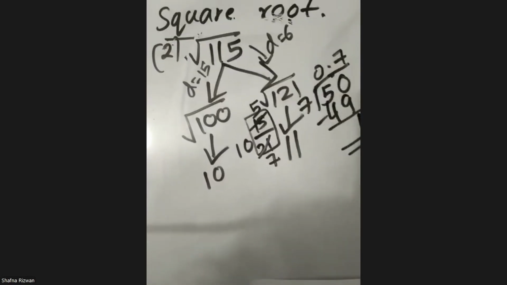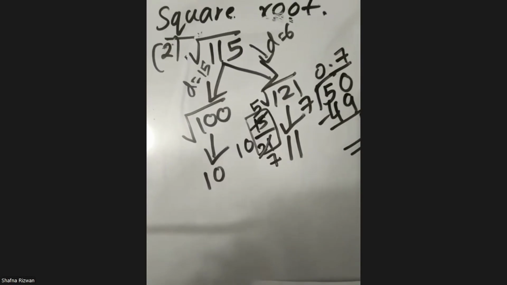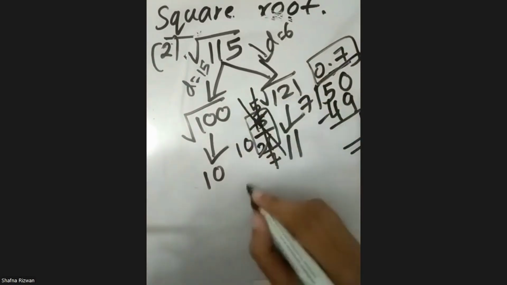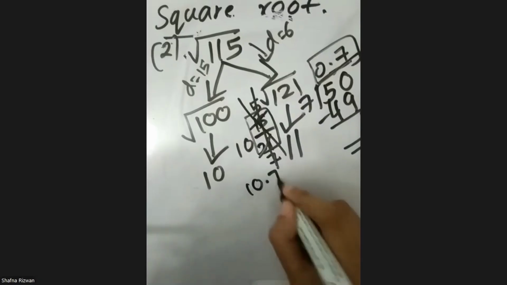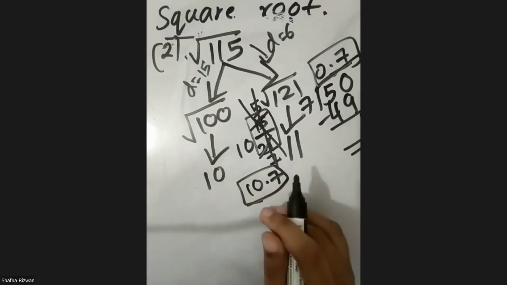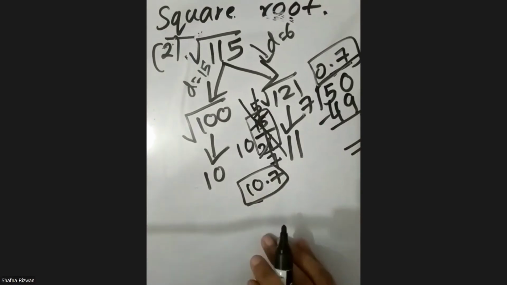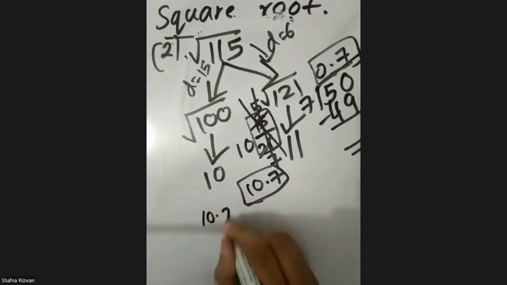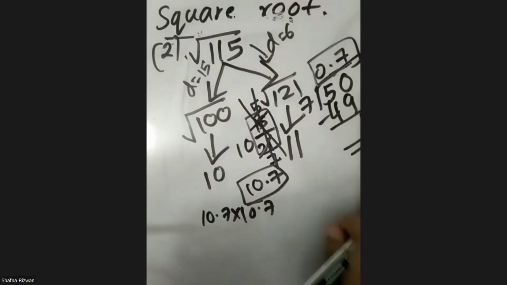So what's the answer that you all are getting here? That is 0.7. Okay, then here instead of this, what can you say? 10.7. Okay, we can say 10.7. Now what can we do here? We can actually multiply and see 10.7 by 10.7. That's why we are doing this.